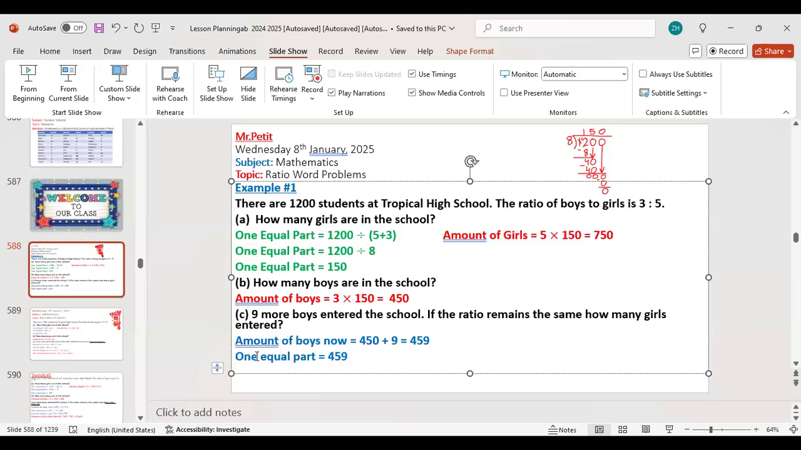459 divided by what? Not 8. Remember, the 8 is for the whole, but 459 divided by 3, because the boys is 3. So the new 1 equal part is going to be 459 divided by 3, just like how we did it yesterday, where we remember the coffee break and the Starbucks, and the different blends. So 459 divided by 3 gives us what?